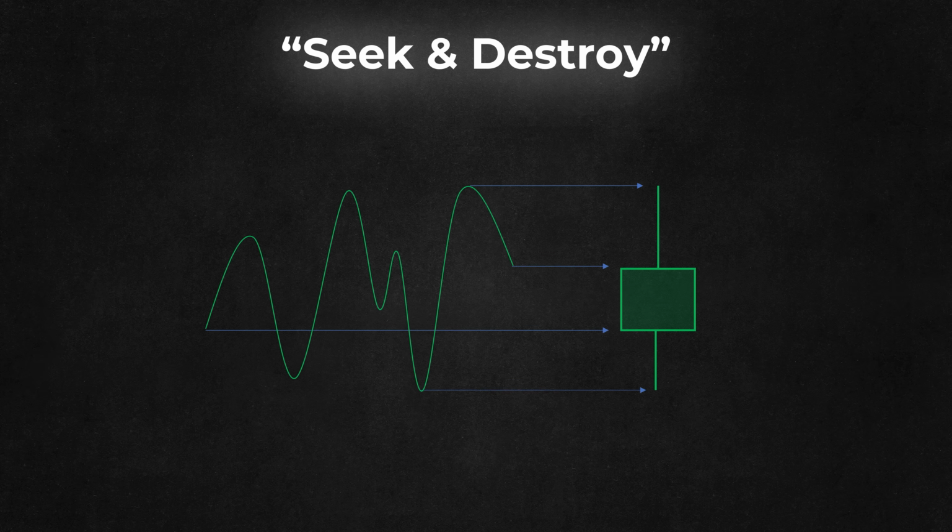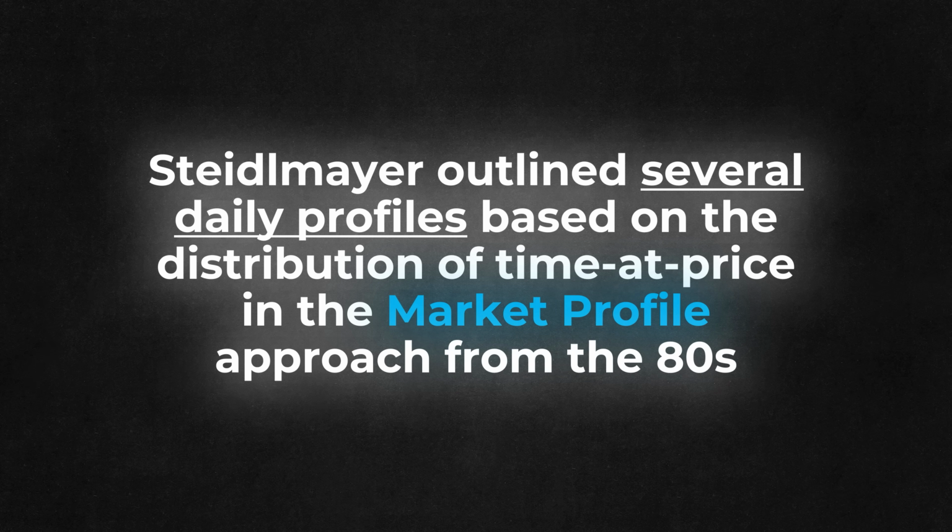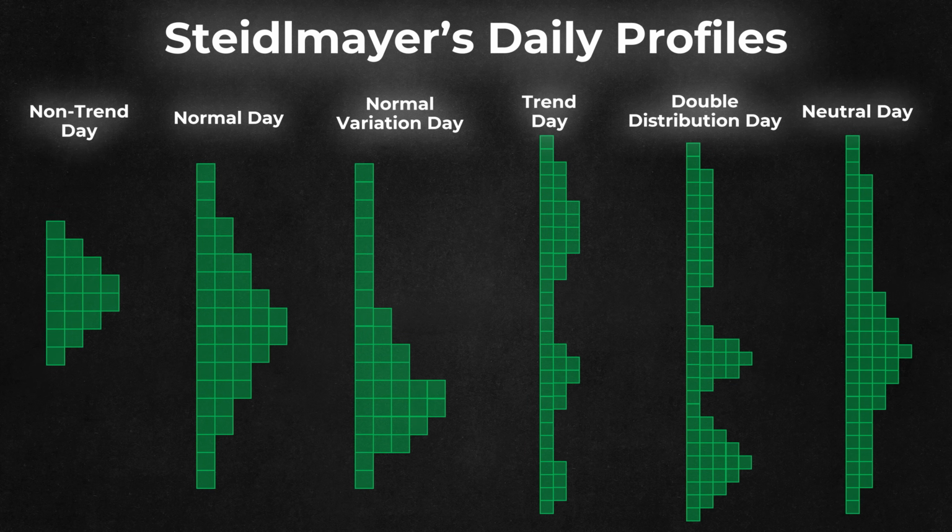This idea of profiling the trading day is not new. The market profile approach developed by Peter Steidlmayer in the 1980s outlined several daily formations based on the distribution of time at price. This notion has been developed later by James Dalton. Steidlmayer's market profile method outlines 6 main daily profiles based on the distribution of time at price, meaning how much time price spends across different price levels. The non-trend day, the normal variation day, the trend day, the double distribution day, and the neutral day.